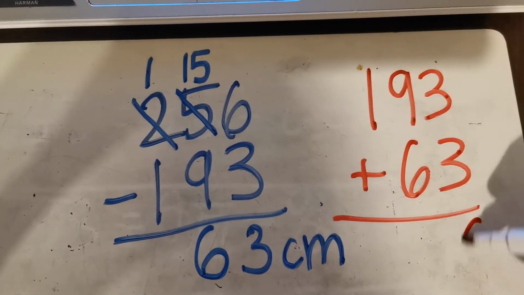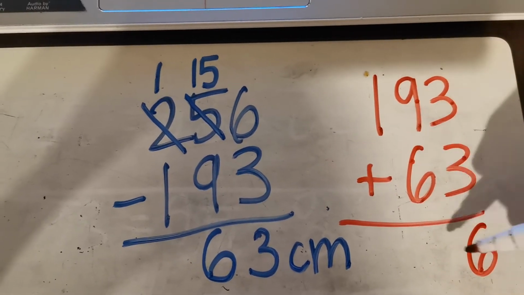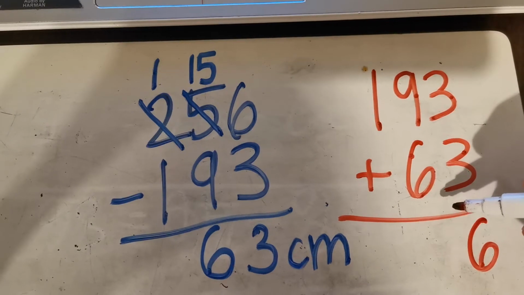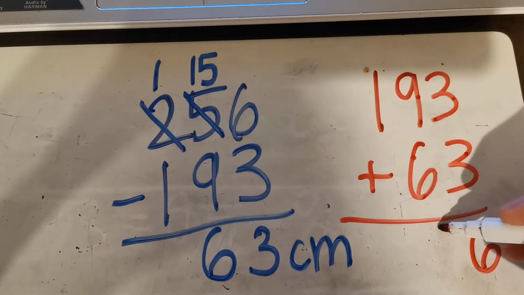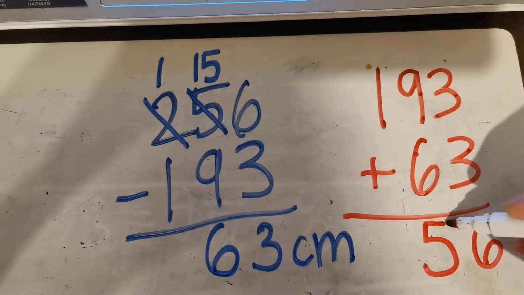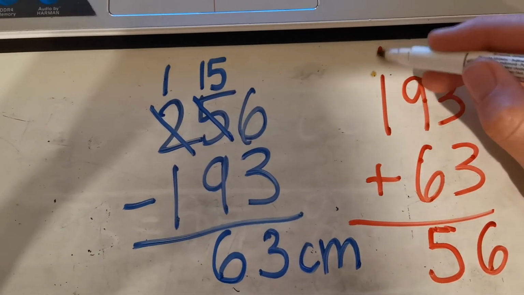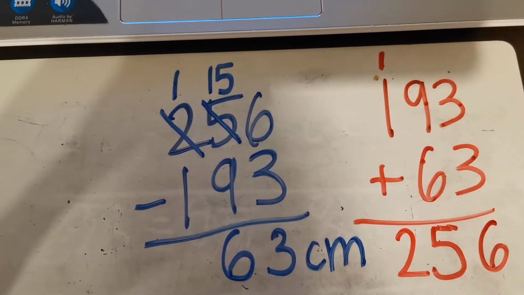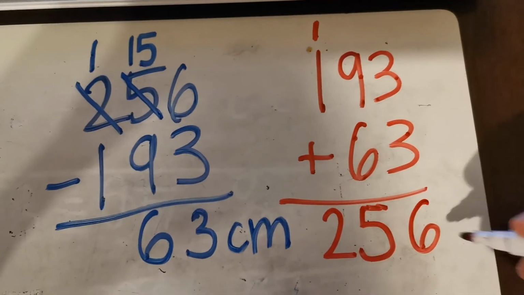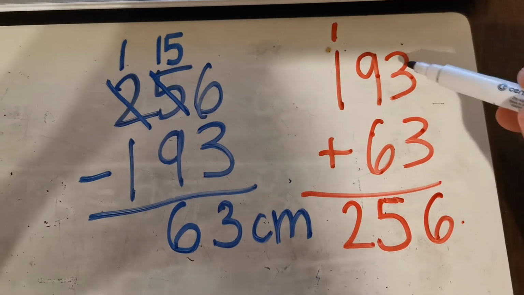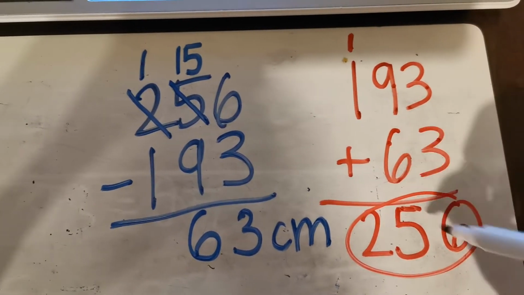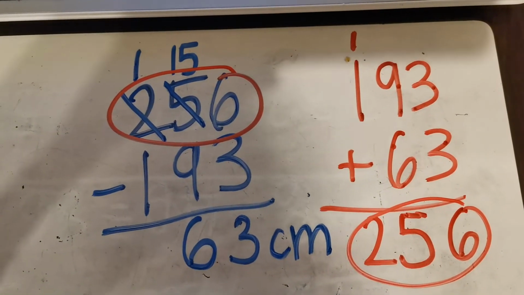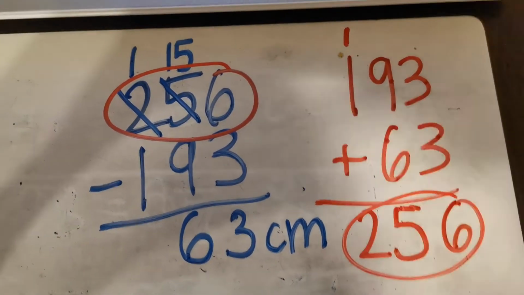3 plus 3 is 6. 9 plus 6 is what? Is 15. Put the 5 here. Carry the 1. So that's 100. 1 plus 1 is 2. Right? Now, did our this match this? They are the same. So we've checked our work and we are correct.